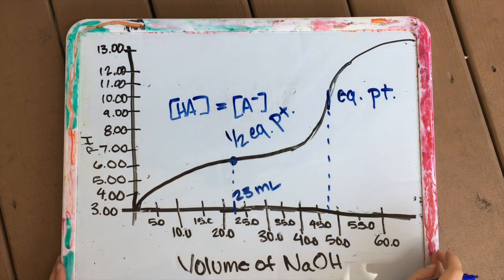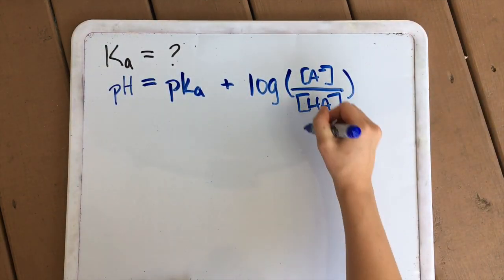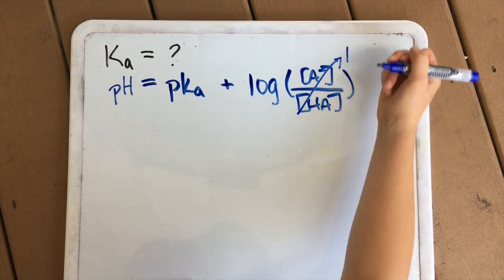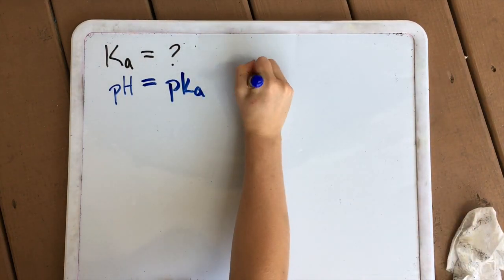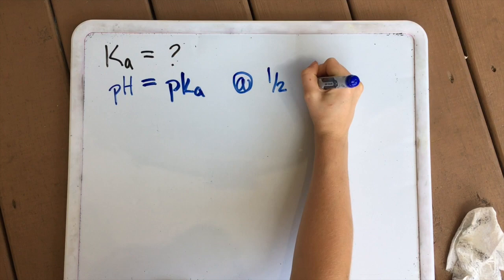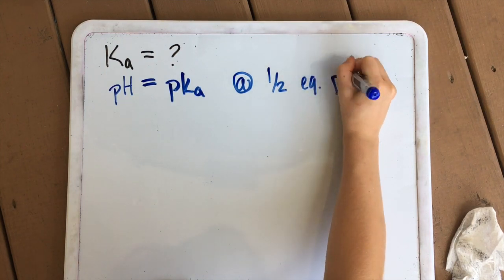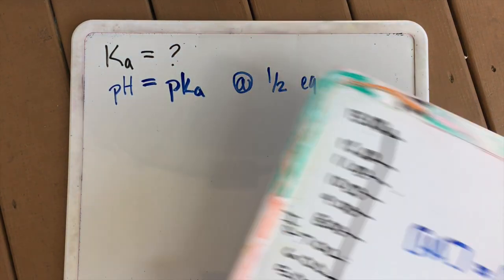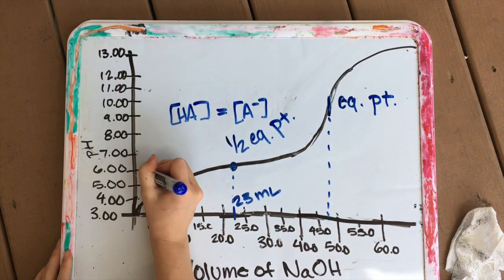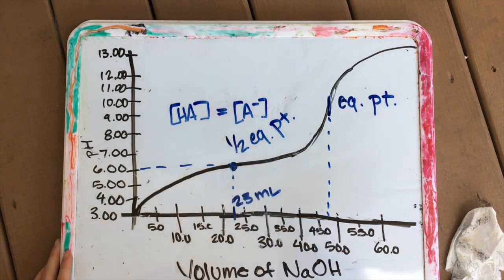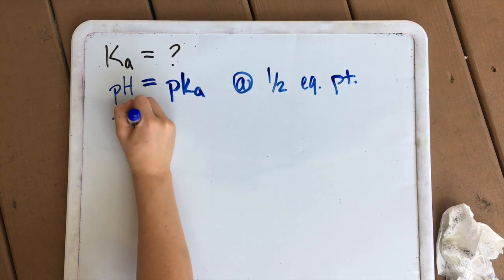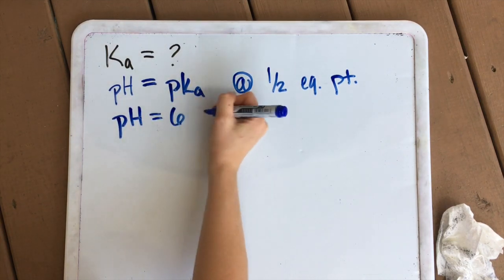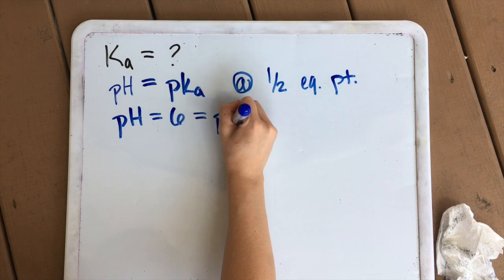So when we look back at our Henderson-Hasselbalch equation, we see that that cancels out to 1, and so the entire log expression is equal to 0 and goes away. And the pH equals the pKa at the half equivalence point. So we're going to go back and look at the pH at the half equivalence point, which is about 6.00. So pH equals 6 equals the pKa.